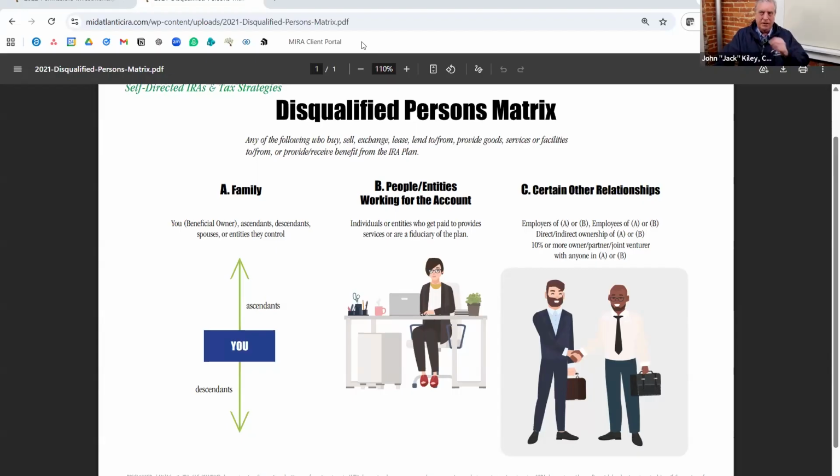The minute that you take two disqualified persons, so husband and wife investing in the entity, they're disqualified with respect to each other. If you skew the percentages of ownership, then one of the spouses is getting the benefit of the other spouse's retirement plan money. Does that make sense?